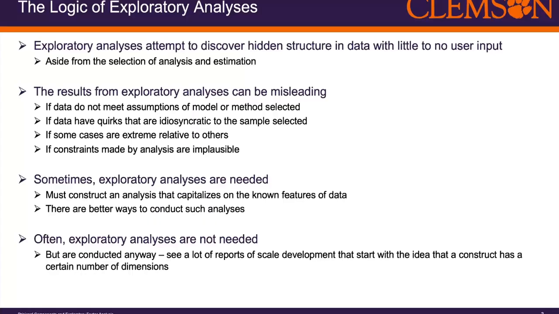If your data don't meet the assumptions of the model or the method you select, you can get wrong answers. I've heard that one before. If your data have quirks that are idiosyncratic to the sample selected, maybe you have some outlying cases or some groups of people that respond in certain ways, or if you have cases that are extreme relative to others, outliers in a multivariate sense, or if you make some constraints on the analysis that are implausible. More about that as we go into this class, about what we're actually constraining there.